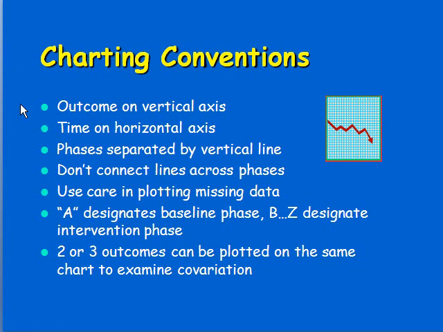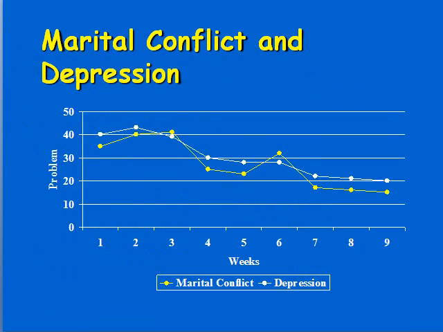And then lastly, in terms of charting, sometimes it's helpful to plot 2 or 3 outcomes on the same chart to examine variation. Here's an example of that. We look at this plot.